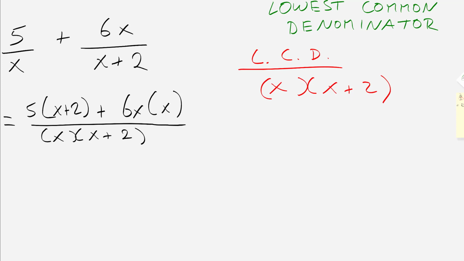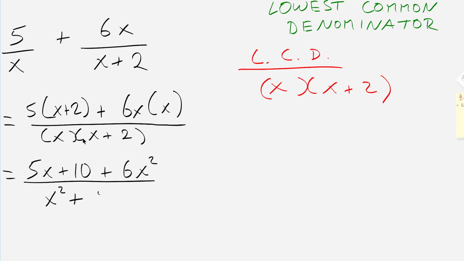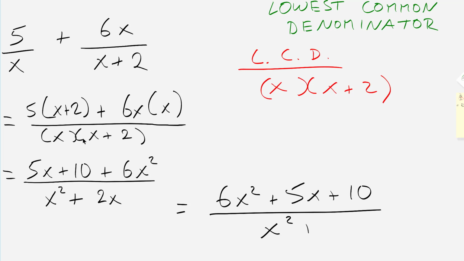So we'll just continue then by multiplying out and expanding. So 5x plus 10 plus 6x times x is 6x squared. And on the bottom, it doesn't make a difference more often than not if you multiply it out or not, but in this case I'm going to multiply it out because it's straightforward enough, over x squared plus 2x. And if you want to change the order just to have the highest power first, you can call it 6x squared plus 5x plus 10 over x squared plus 2x. So that's the basic idea.